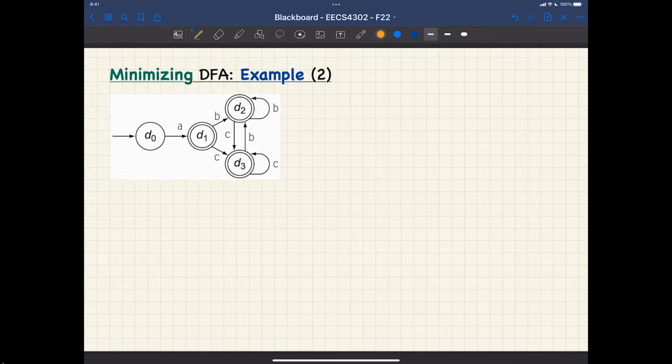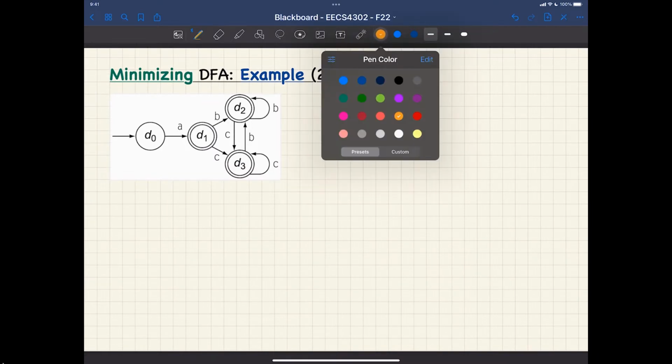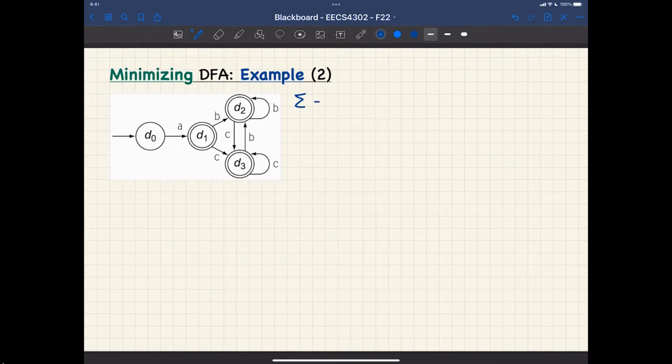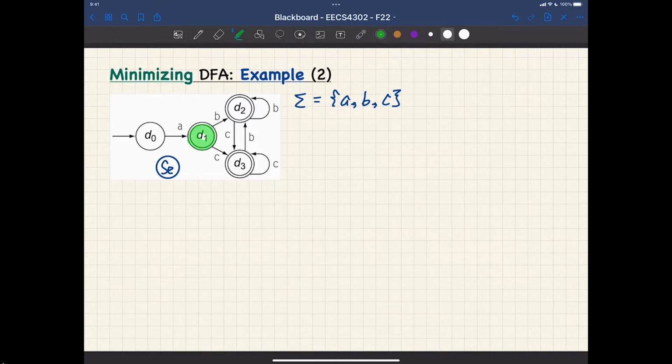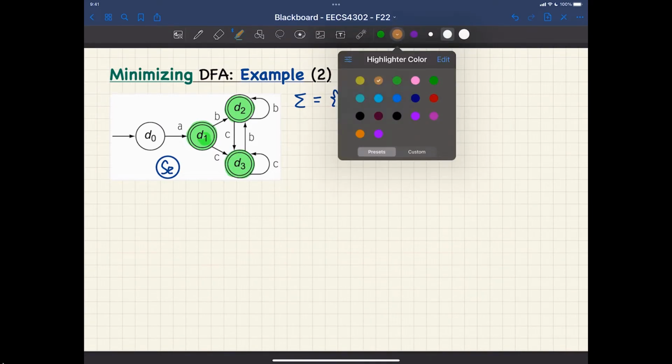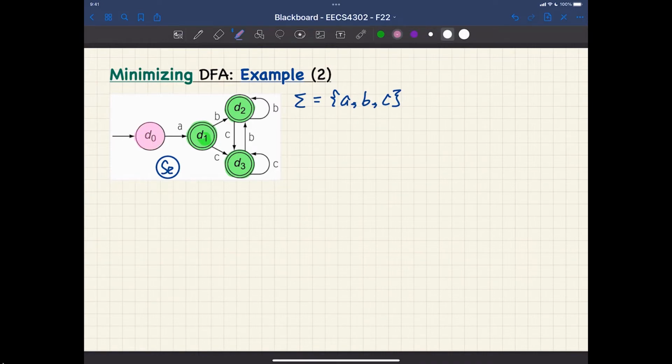And here we are assuming the following. Sigma is A, B, and C. And this one here, we don't have that implicit dead state, so we are fine. Actually, we do. We still have it. Sorry about that. The last one we don't have the dead state. So don't forget about SE. Okay, so I'll help you in the beginning. It's going to be between accepting states, which will be D1 over here, D2 over here, and D3 over here. Non-accepting states will be D0 and also SE.